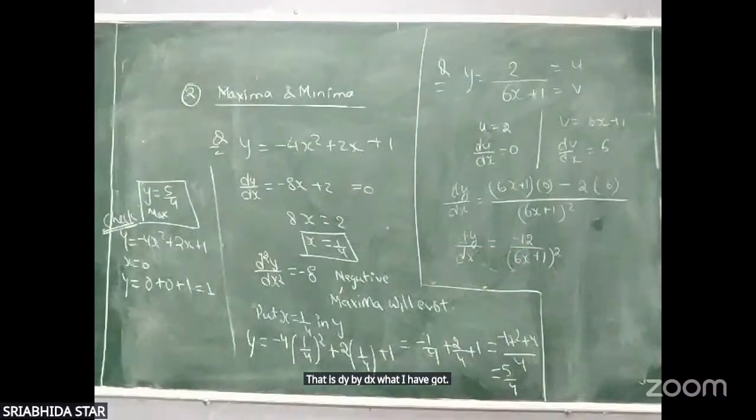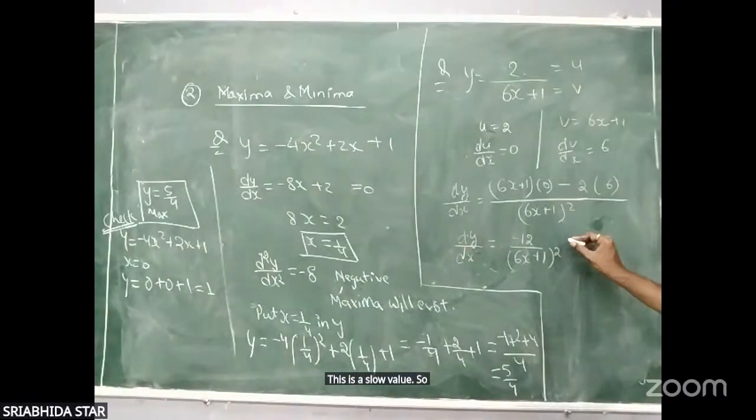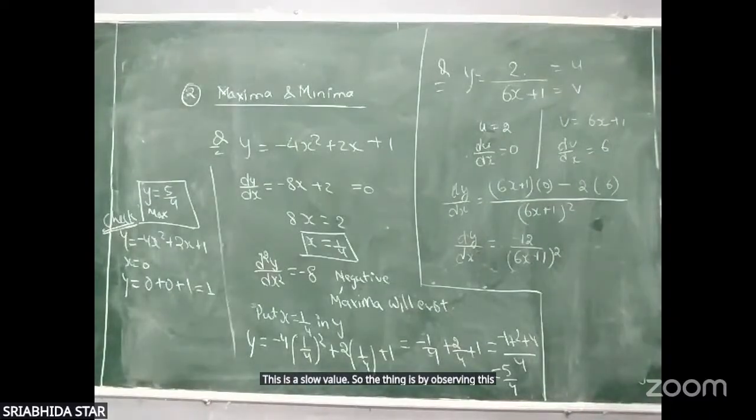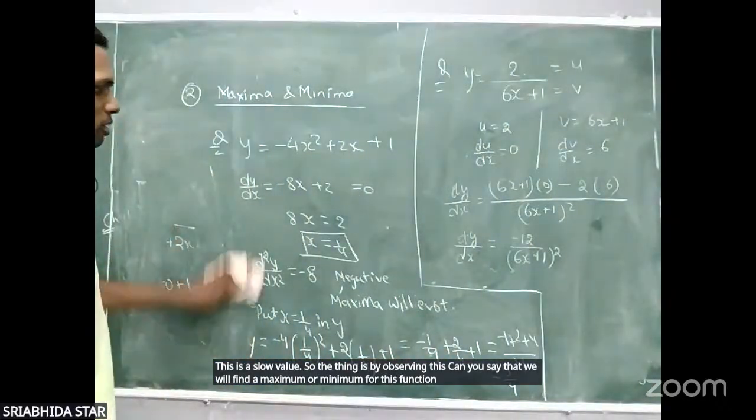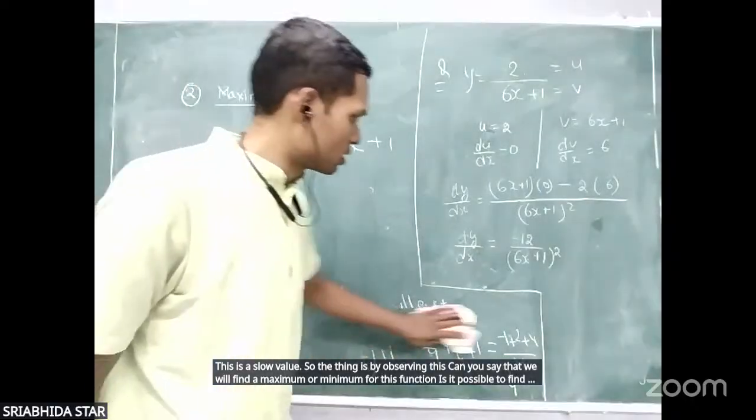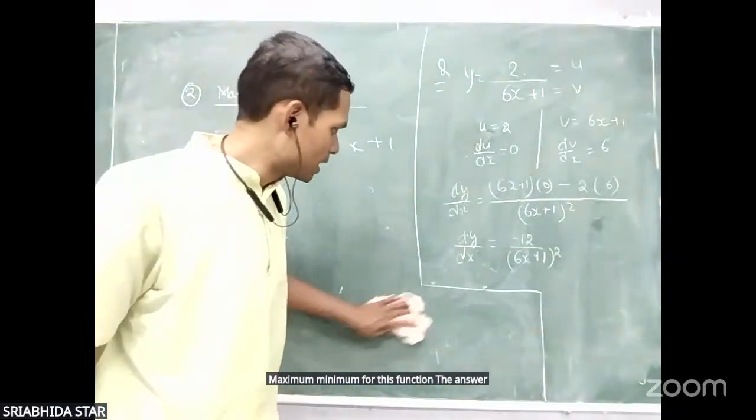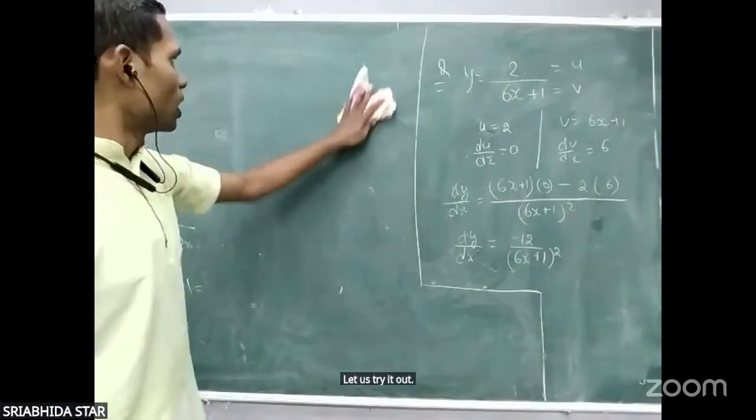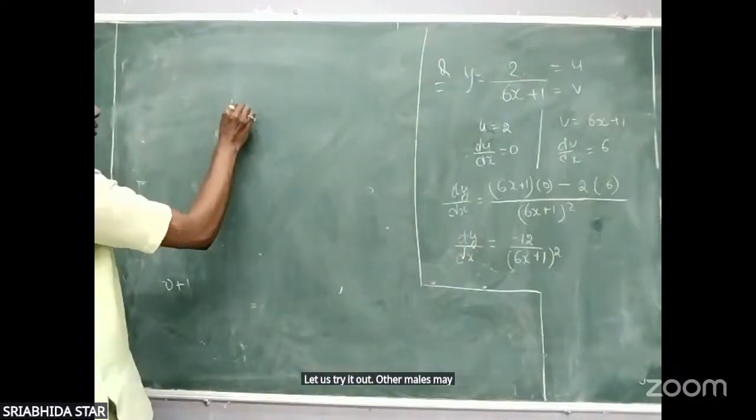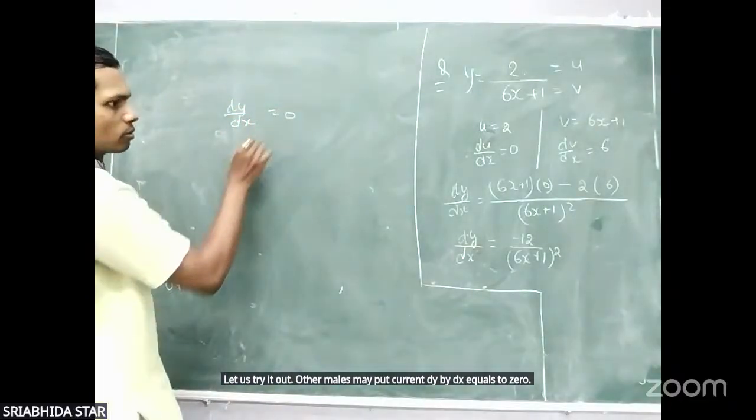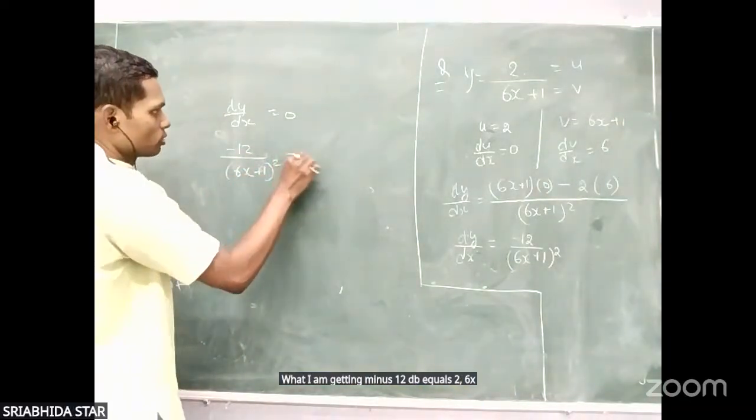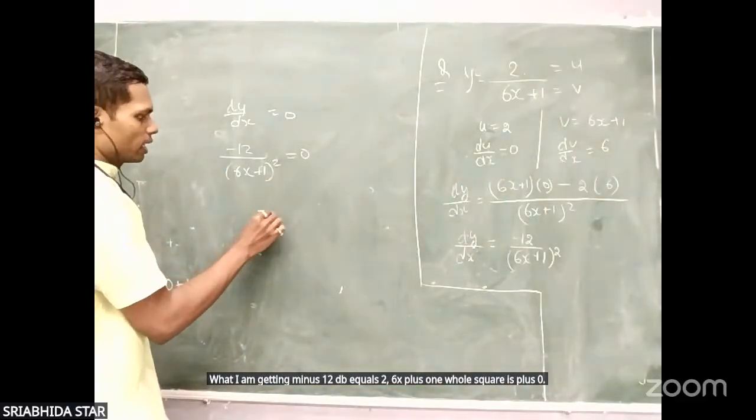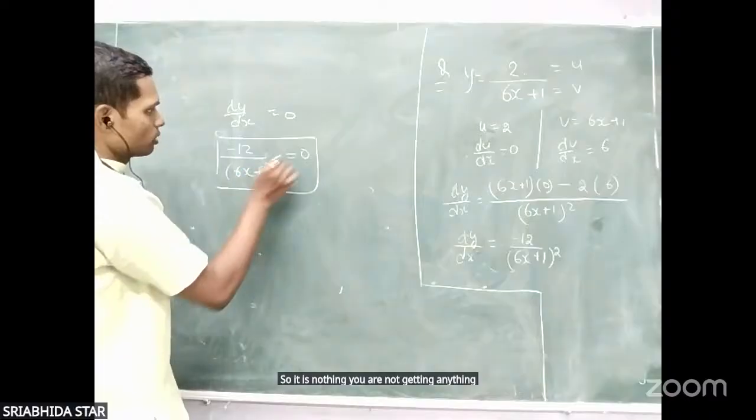Okay. Now what? This is the slope value. So by observing this, can you say that we will find a maxima or minima for this function? Is it possible to find maxima or minima for this function? The answer is a big no. Let us try it out. If I put dy by dx equals to 0, what I am getting is minus 12 equals to 6x plus 1 whole square equals to 0. So it is nothing. You are not getting anything. So dy by dx equal to 0 is not possible.